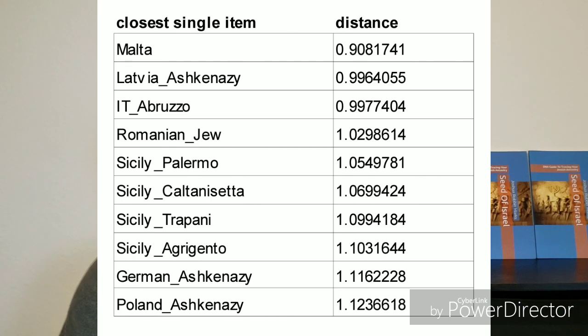You'll see when I show you some of these other admixture calculators that Ashkenazi Jews get a not insignificant amount of Southern European, East Mediterranean, Central Mediterranean admixture. We're very close to these populations. And my closest single item as far as distance is Malta. Malta, small island south of Sicily, just north of Tunisia in the Mediterranean. And then Latvia Ashkenazi, Italian Abruzzo, Romanian Jew, Sicily Palermo, Sicily Caltanissetta, Sicily Trapani, Sicily Agrigento, German Ashkenazi, Poland Ashkenazi.